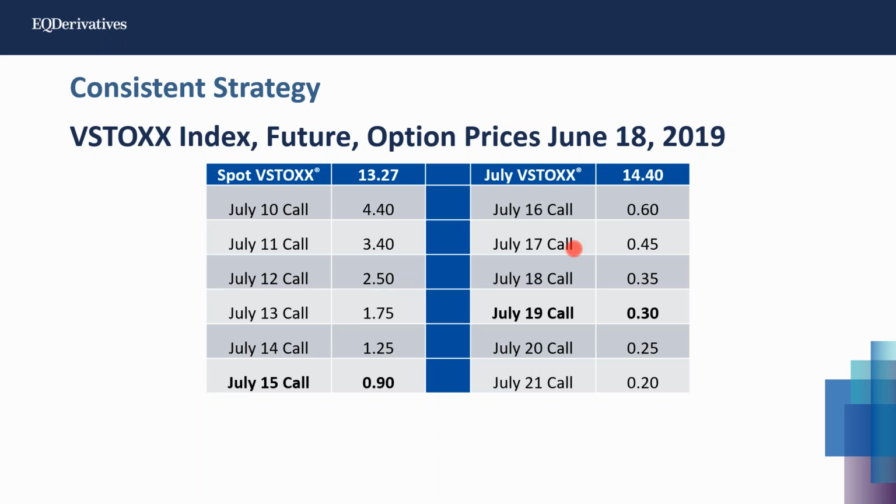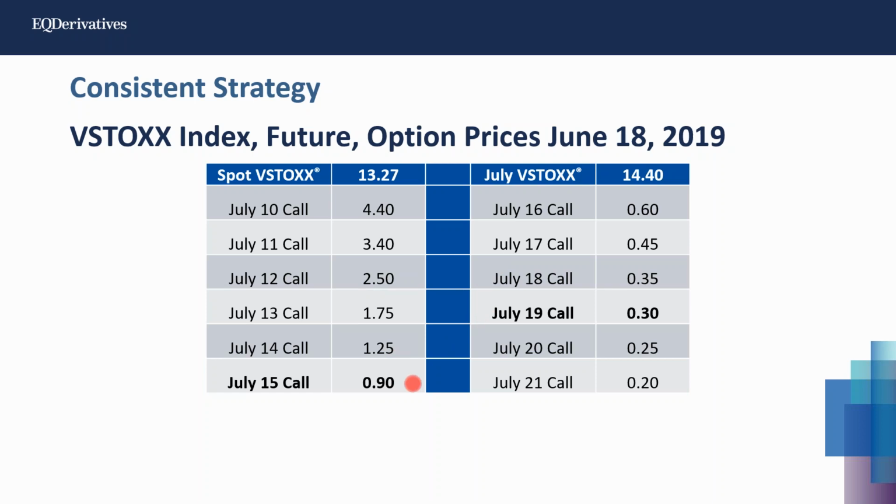If we buy 2 of the July 17 calls, that's 90 cents. That's break even. With the July 18 calls, selling 1 of this call and buying 2 of this call would result in a credit of 20 cents. So this is the first strike where you could put this trade on at a credit. This is the second one where you put this trade on at a credit.